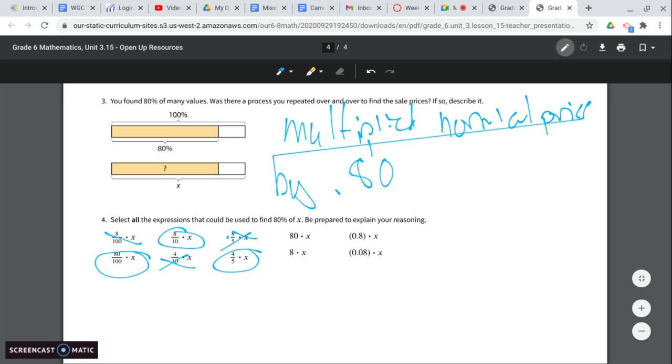For 80 times X, does this one work? No, and neither does 8 times X. What about 0.08 times X? Does that work? No, because that would just be 8% versus our 80%. But 0.8, that gives us our 80%. So that's what we'd multiply by. So this was using the percentage and multiplying by the percent up to our value to find out what the whole was.